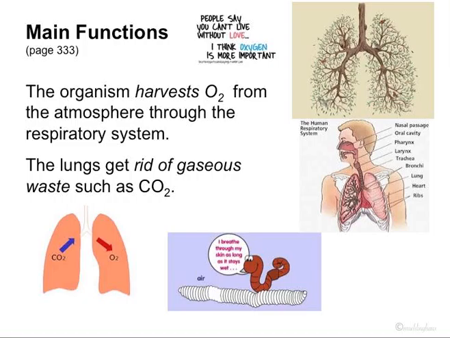Okay, we first look at the function of the respiratory system. The main function is that it harvests oxygen, O2, from the atmosphere, and then the body can use the oxygen to make energy. The oxygen is used to make ATP together with food, the glucose part. And then the other thing that the lungs do is get rid of gaseous waste. A big portion of that is carbon dioxide, which is the byproduct, or waste product, we get out of using the oxygen to make the ATP, the energy.